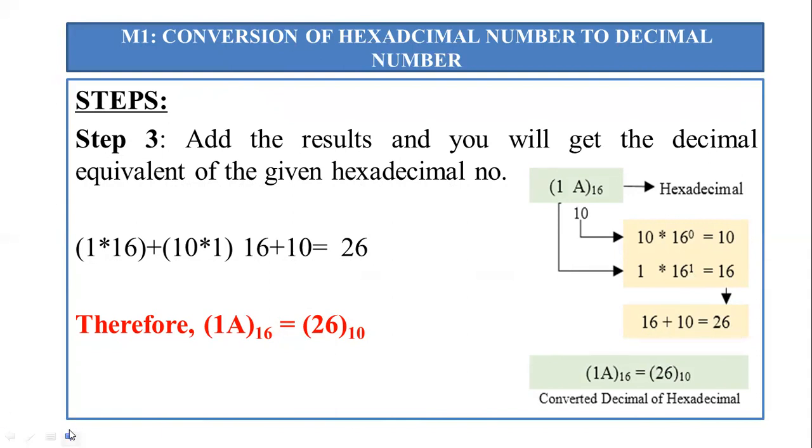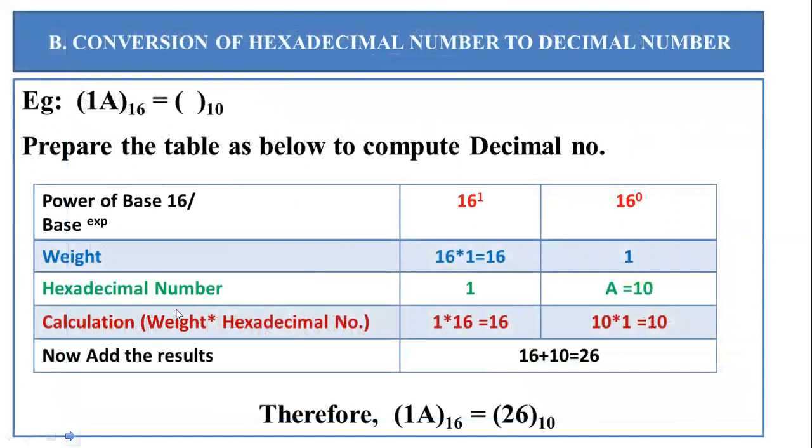Now the second method shows that if we want to make it simpler and easier to understand, the student can make use of this table. In this table we have to write the following points. The very first point is the power of the base 16, the base exponential. So here it is written as 16 raised to the power 1, 16 raised to the power 0.